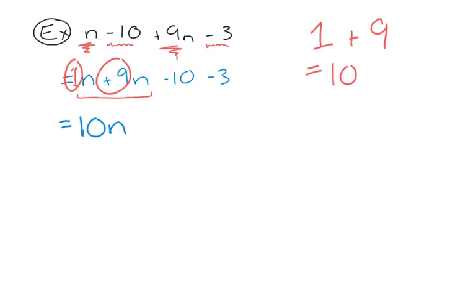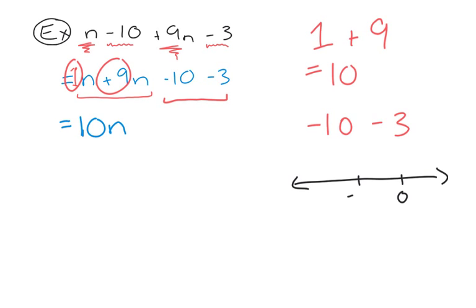At this point, let us go ahead and do the last two terms. So -10 minus 3. I'm going to do the work on the side. -10 minus 3. Some of you may be able to do this in your head. If not, go ahead and use a number line. I'm going to have 0 somewhere over here. -10, let's put -10 over here.